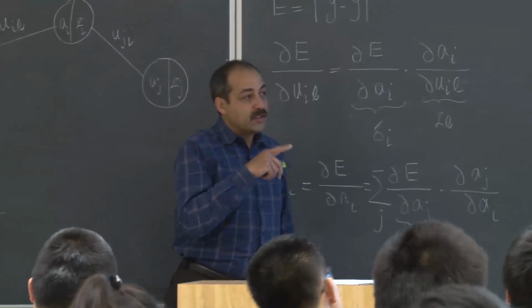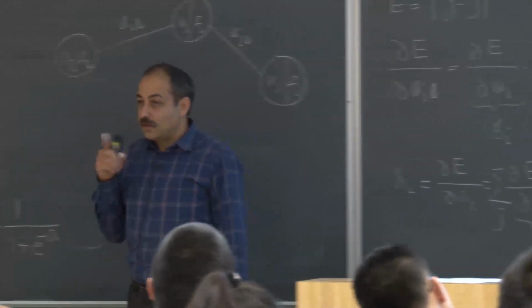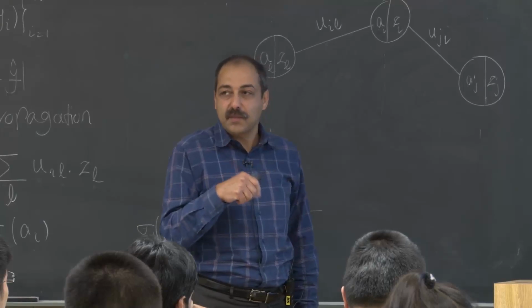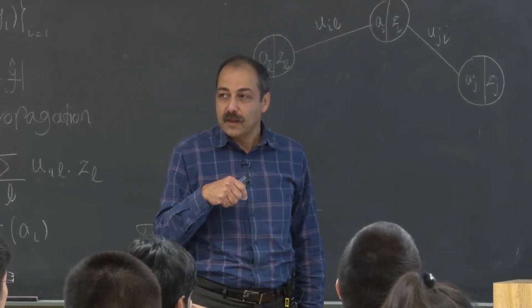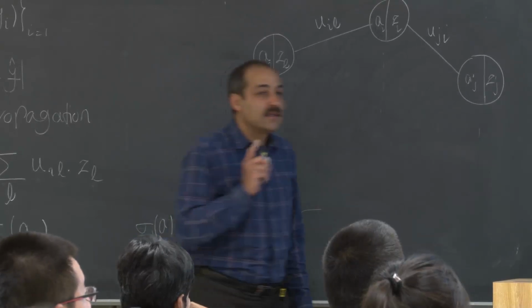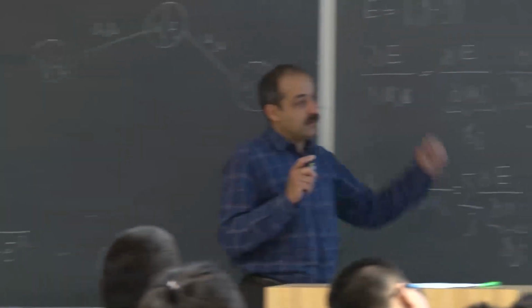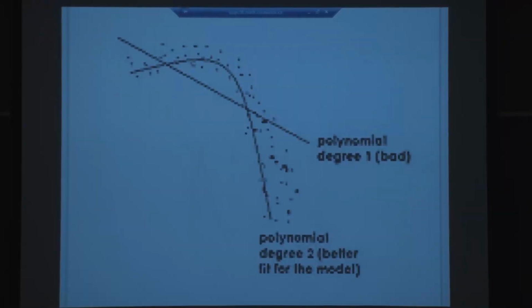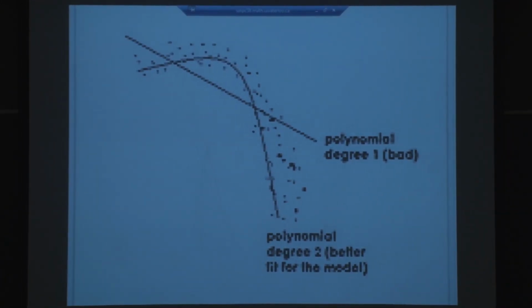So if there is no question, I'm going to start talking about model selection and overfitting, but then we get back to neural networks again. Okay. In any type of learning, you have a problem which is called overfitting and underfitting. Let me show you this.